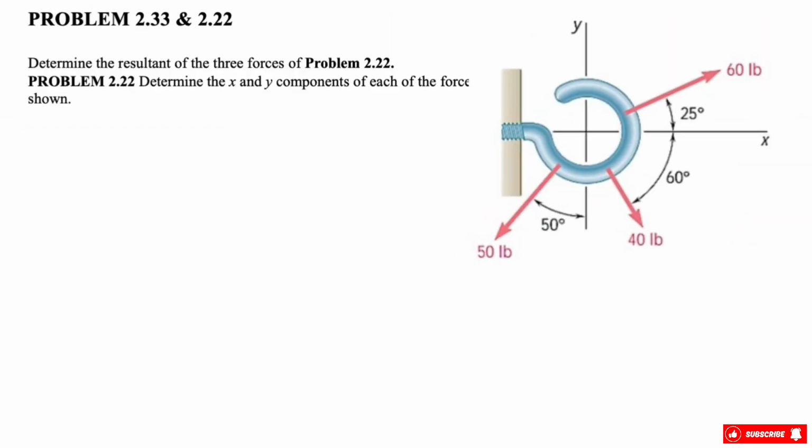Okay, welcome back, guys. So we have another question from chapter 2 of the Beer and Johnston textbook, and we have two different questions which are around the same figure and same setup. So we have first question 2.22. We have to determine the x and y component of the force shown on this pin, and at the end we need to determine the resultant of these three forces.